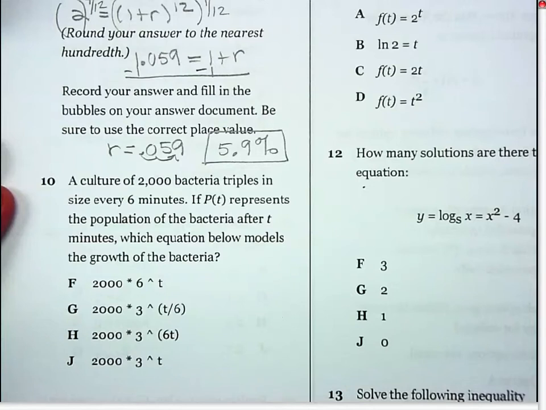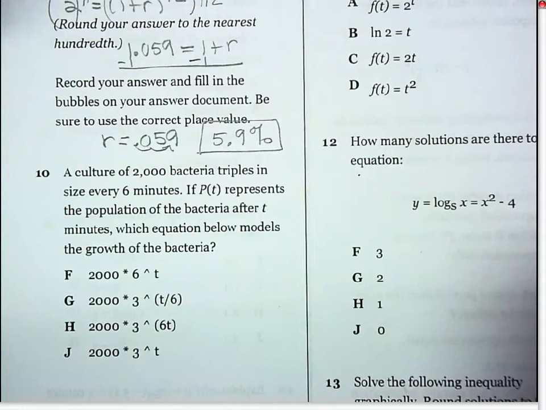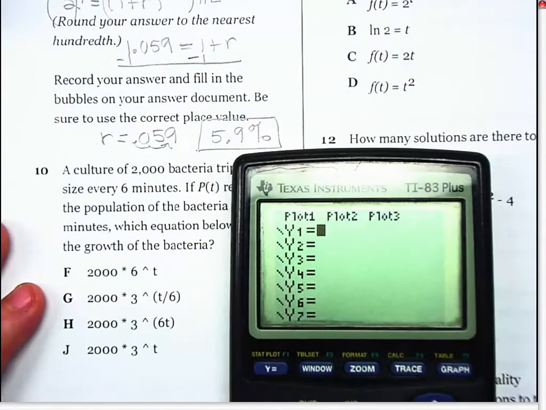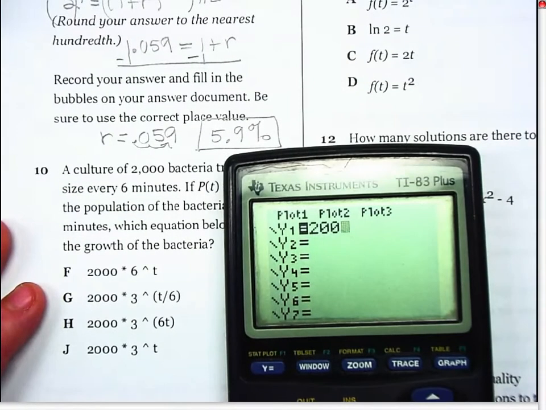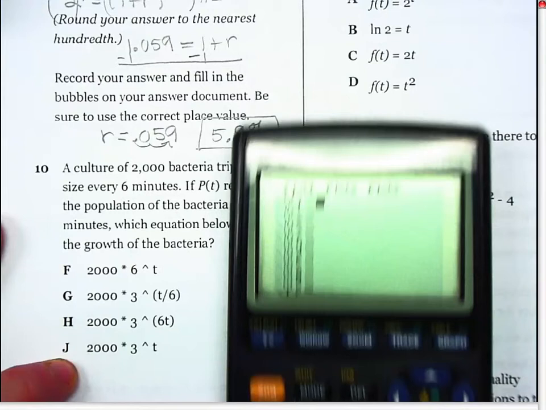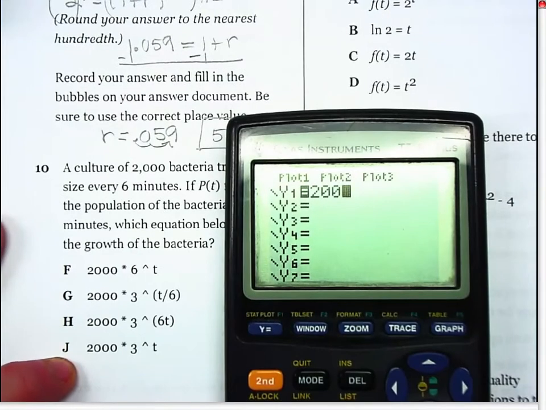I plugged them all in. You plugged them in Y equals and looked at the table? T divided by 6 is what I had. Okay, she plugged them in Y equals, looked at the table. Anybody do something different? So if you do 2,000, what did you say you got, J? 2,000 times 3 to the T, or X, right?